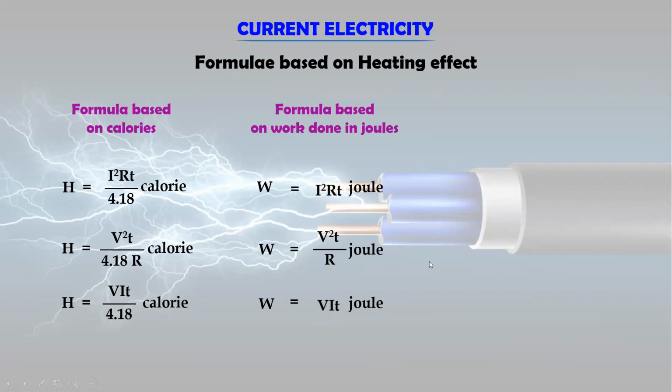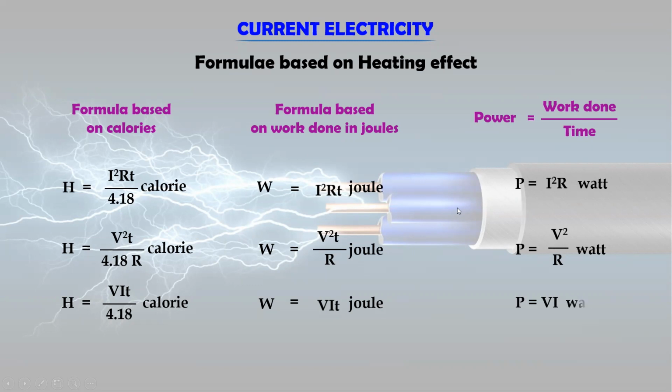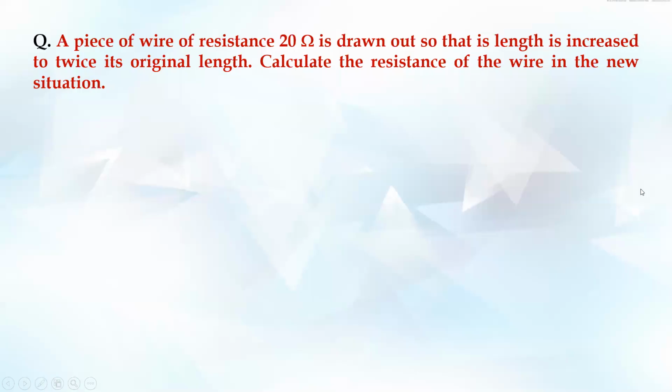And from this we can even derive power. We know power is work done upon time. That means if I divide the work done formula by time, I'll get power. Simply what I'll do is remove T here, right? The denominator has T, the numerator has T, it gets cancelled. So we have I square R, T and T cancel. Similarly we have V square upon R. Similarly we have VI over here. That is watt. So we have calories, joules, and power in terms of watt. These are the formulas from current electricity.